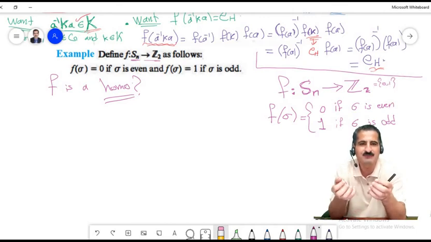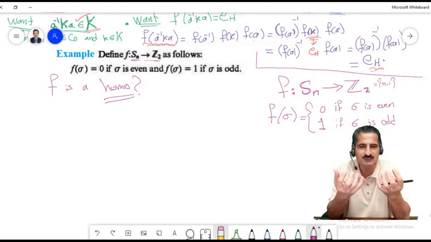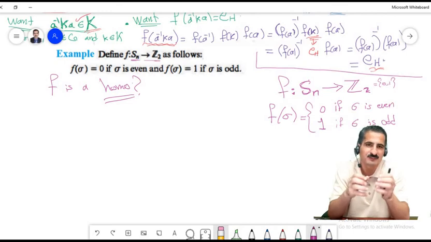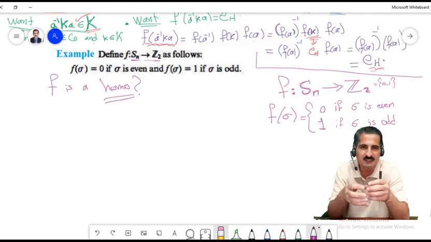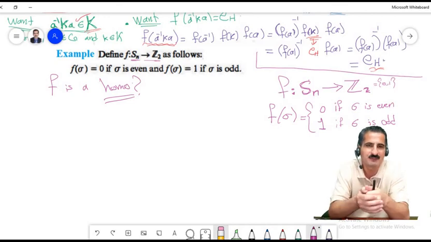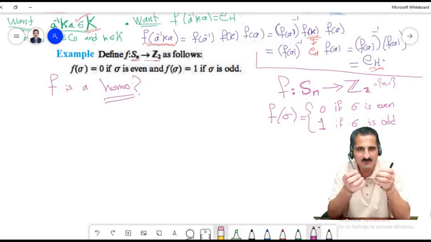For the same reason, think about that the product of 2 odd permutations will be an even permutation. That's because odd plus odd gives us even. And this, what I said, is what shall help you to prove that this map is a homomorphism.